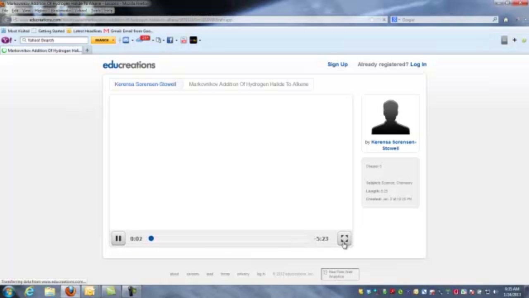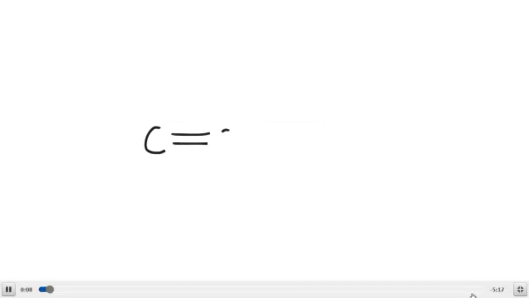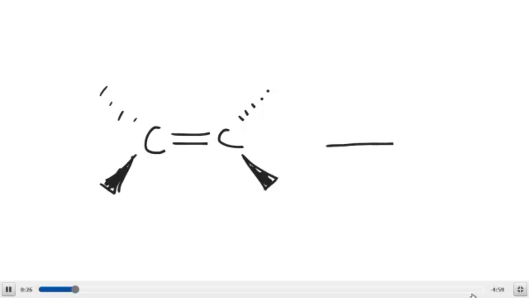We're going to talk about Markovnikov addition of a hydrogen halide to an alkene. Now, as we talked about previously, you can draw the alkene with wedges and dashes, but in this particular reaction, it's not going to matter if you do or don't, and the reason for that is because, again, there's a carbocation formed in this reaction. Whenever you form a carbocation, it doesn't really matter if you draw the wedges or the dashes.